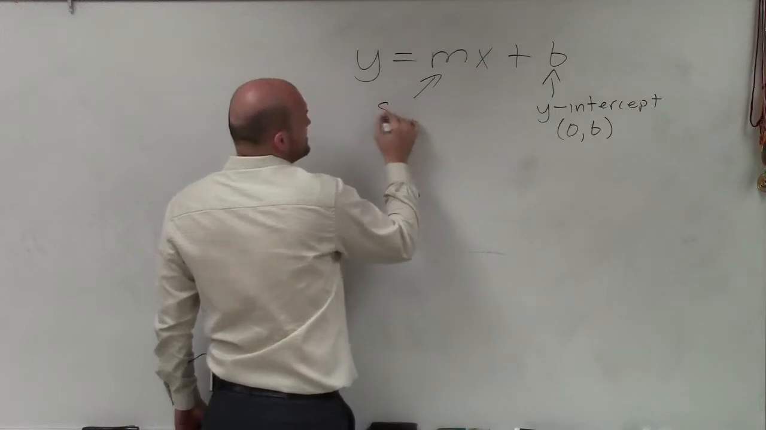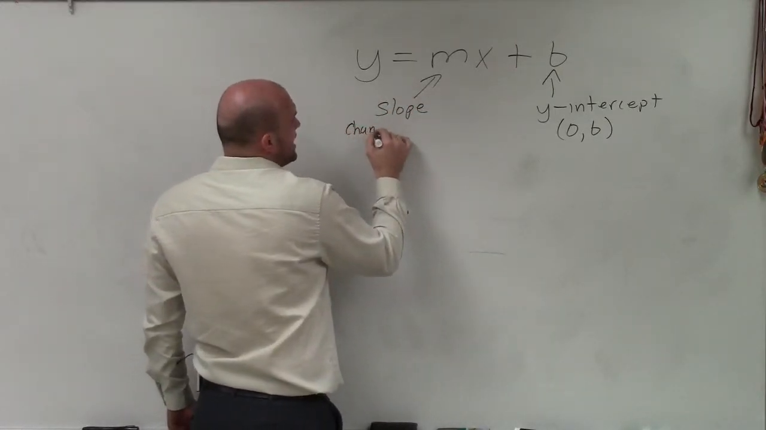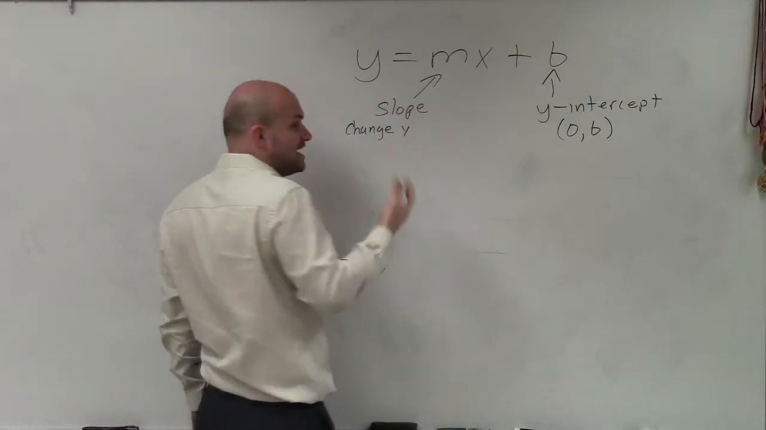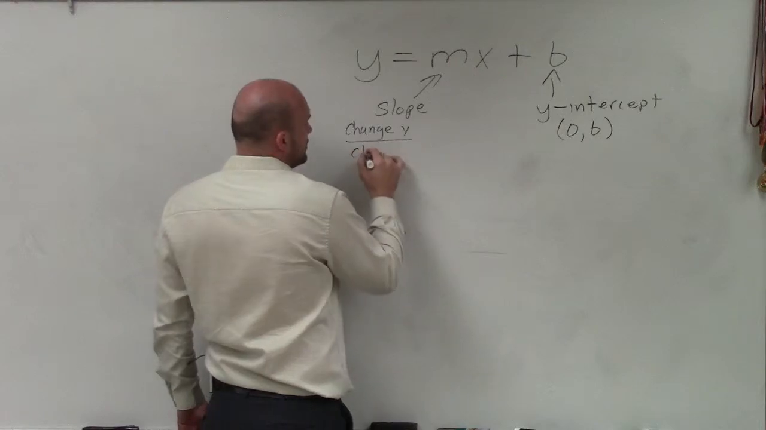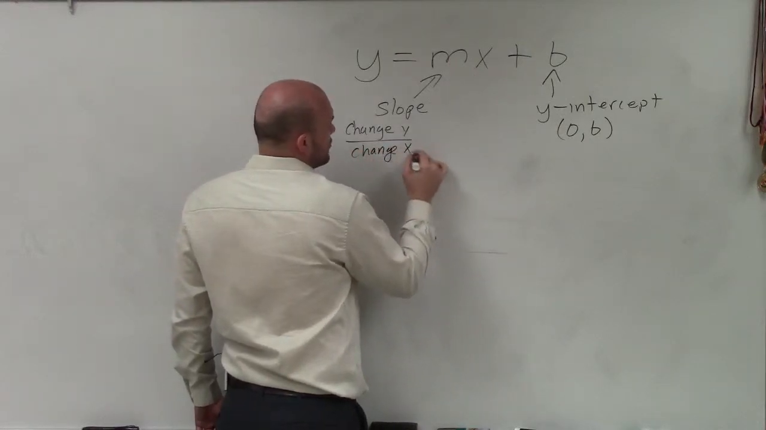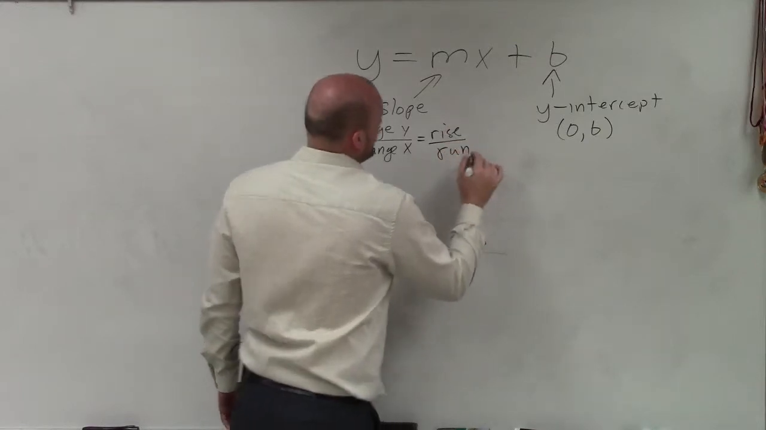And m represents our slope. Slope is best described as your change in the y-coordinates, or the change in the y-coordinates of the points on the line, over the change in the x-coordinates. A lot of times it's also referred to as rise over run.